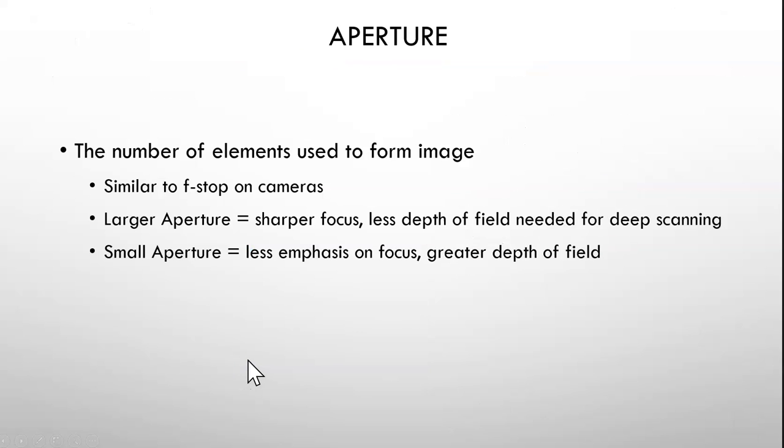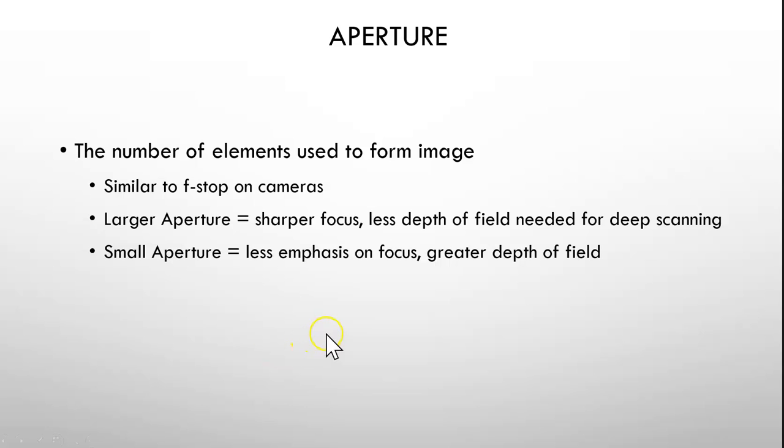Aperture is the number of elements used to form the image. It's similar to an f-stop on cameras, so if you look up f-stop on Google, you'll find out what that is. Larger apertures result in sharper focus but less depth of field, and it's not as useful for deep scanning. Smaller aperture has less emphasis on the focus but gives you a greater depth of field. And when I say depth of field in our terms, we would be saying the focal zone area.